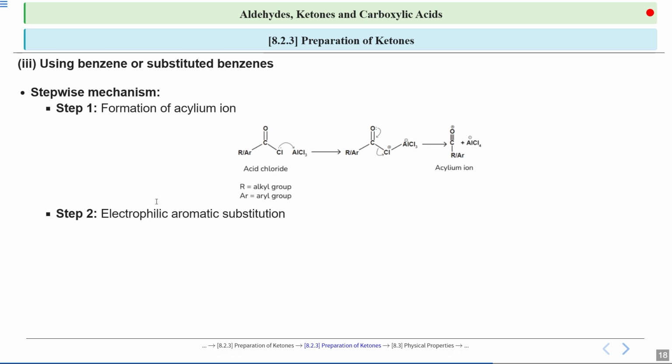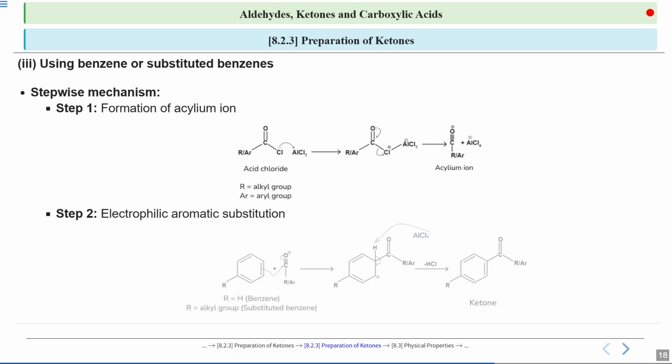Next is electrophilic aromatic substitution. In this reaction, the acylium ion acts as an electrophile. It interacts with the benzene ring, which is rich in electrons, because an electrophile is electron loving. So during this substitution process, the benzene ring temporarily loses its aromaticity, which is stable because it is an electron-rich structure. However, it quickly regains the stability after the reaction.